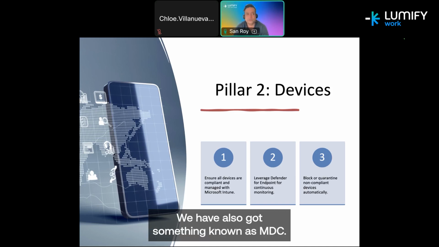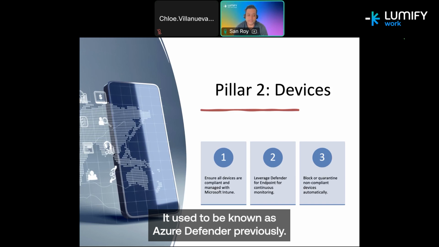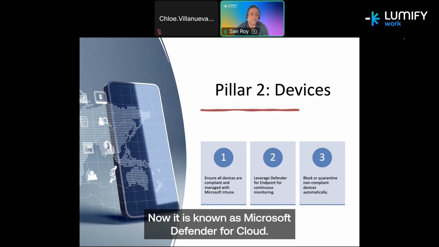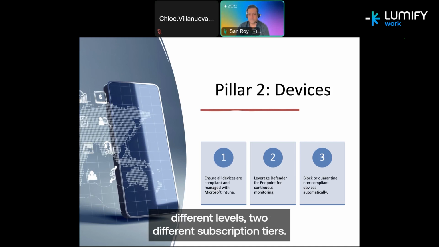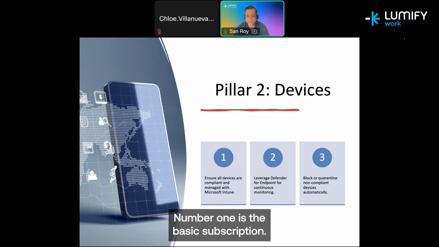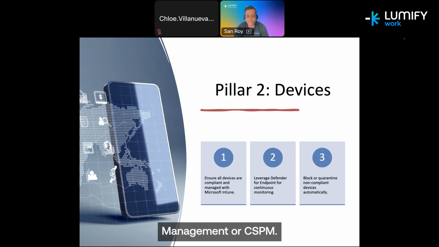We have also got something known as MDC. The full form of MDC is Microsoft Defender for Cloud. It used to be known as Azure Defender previously. Now it is known as Microsoft Defender for Cloud. Now, Microsoft Defender for Cloud exists in two different levels, two different subscription tiers. Number one is the basic subscription. If you have got the basic subscription, you get a feature known as Cloud Security Posture Management, or CSPM.